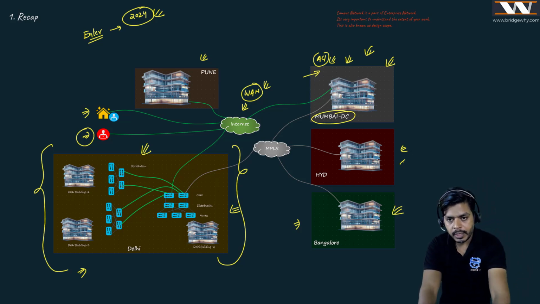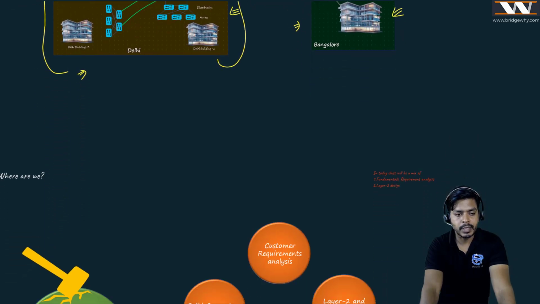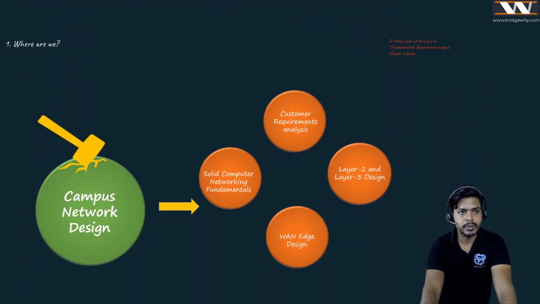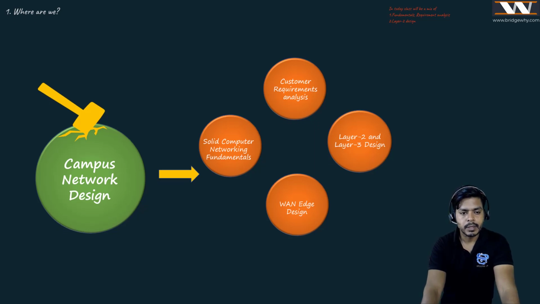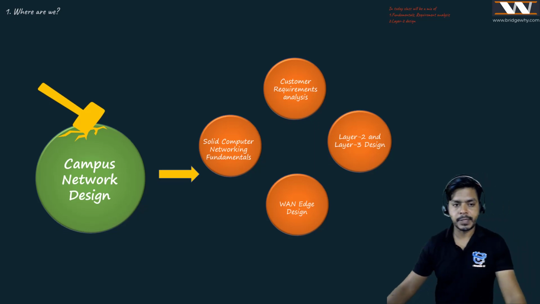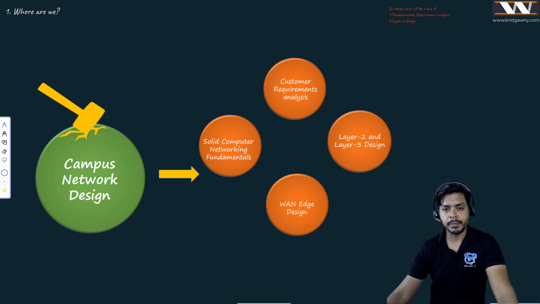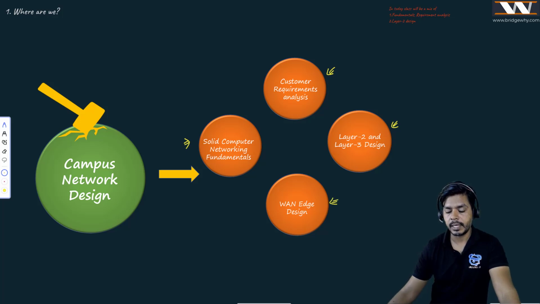And now let's talk about where we are with respect to this complete course right now. When we divided our campus network design, the big problem, into multiple pieces, you all know that we should understand the basics of computer networking. We should understand customer requirements and be able to analyze them. We should be more comfortable with layer 2 and layer 3 design and a little bit about edge design.